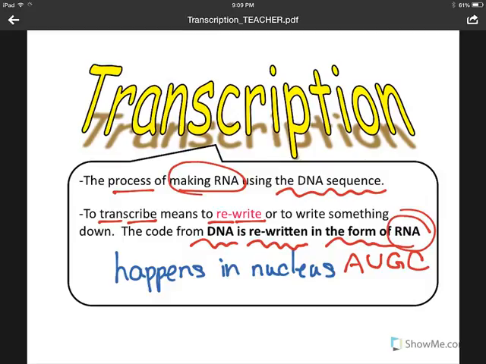It's like if you were to transcribe a novel, going from English into Spanish. It's basically saying the same thing, but you're writing it down slightly differently. Now remember, the DNA is inside the nucleus, so if I'm going from DNA to RNA, this better be happening inside the nucleus of a eukaryotic cell.